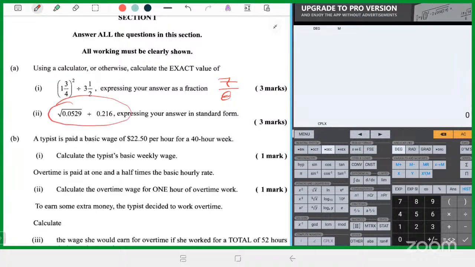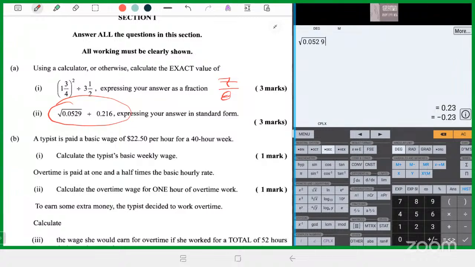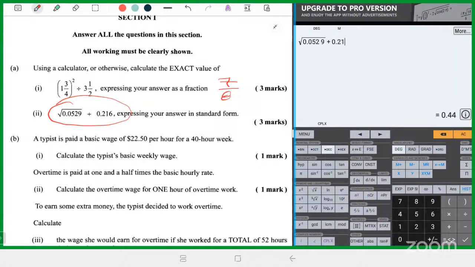It is the square root of 0.0529. And then out there we're adding 0.216. So it becomes equal to 0.446.